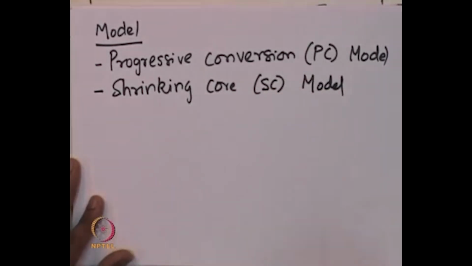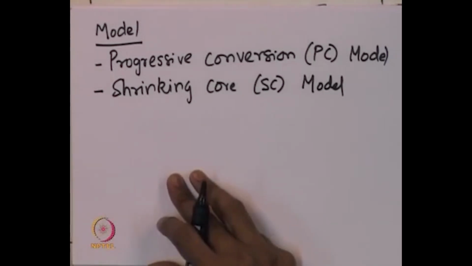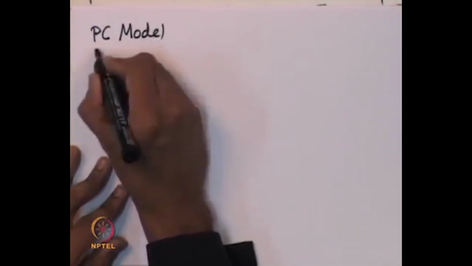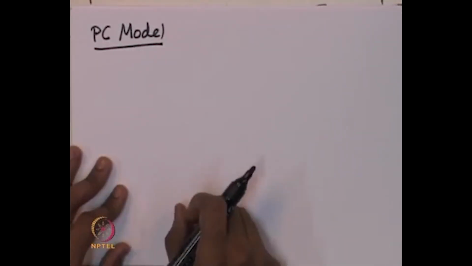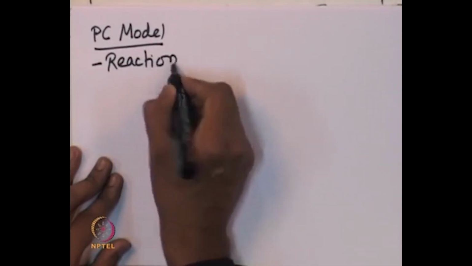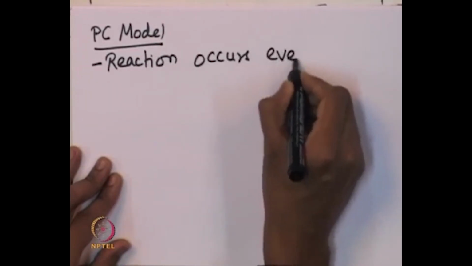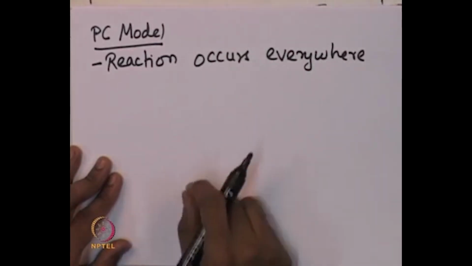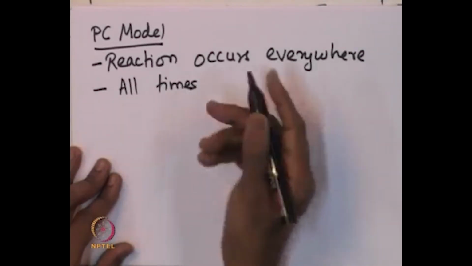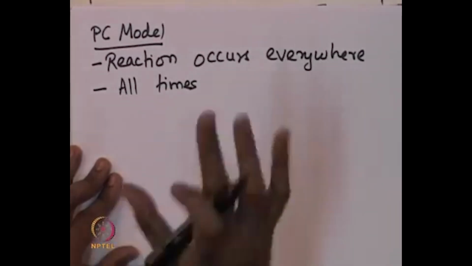The shrinking core model is much more well known and more applicable to many systems than the progressive conversion model. However, let us look into the details of what these two types of models are, which represent the fluid-solid non-catalytic heterogeneous reactions. So, let us start with the PC model, the progressive conversion model. The progressive conversion model assumes that the reaction occurs everywhere, and not just that, it occurs everywhere at all times. So, it assumes that all the time till complete conversion, the reaction occurs everywhere in the solid core.